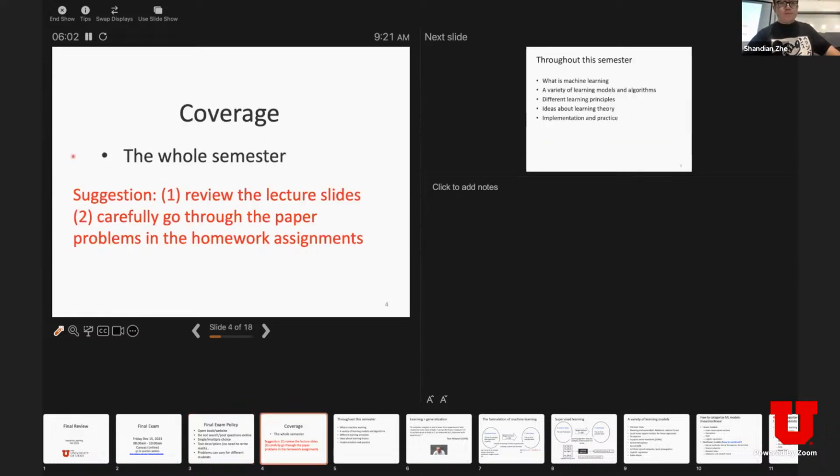Okay, coverage. It will ask questions regarding what I have discussed throughout the whole semester. It won't be restricted to, say, neural networks or SVM, which we discussed after the fall break. I might ask about decision trees. We might ask, are decision trees linear classifiers or nonlinear classifiers? Just tell me.